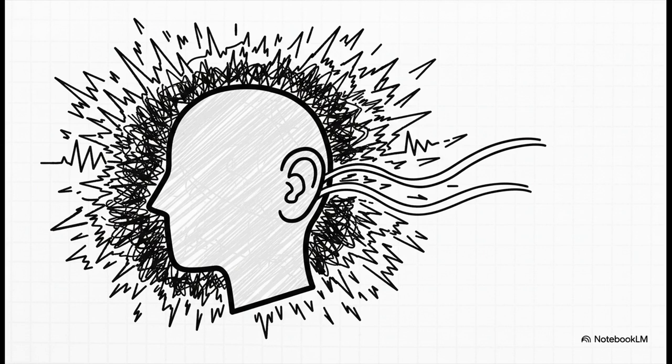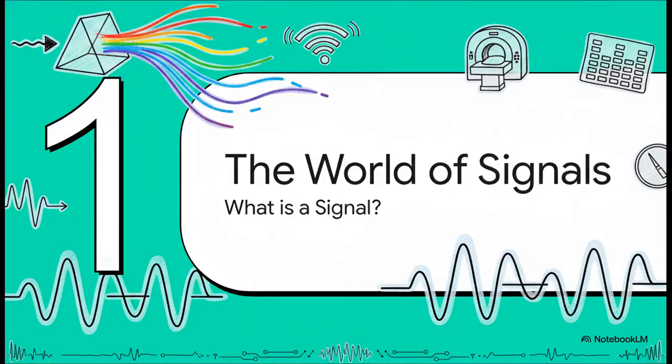But the world is a super noisy, chaotic place. So how in the world do we build technology that can actually understand and control all of that? How do you pick out the one important message from all that static? Okay, so to even start answering that, we've got to be on the same page. Let's get down to basics. What even is a signal?